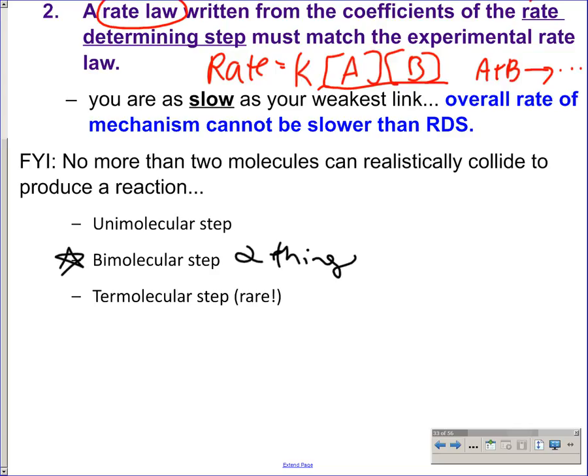Unimolecular, there's not really anything colliding with one another. Most of the time it's just going to be decomposing by energy, so it's going to be breaking apart. Sometimes you'll have catalysts for that one too. Termolecular is really rare to see because it's hard to get three things in the same place. Okay?